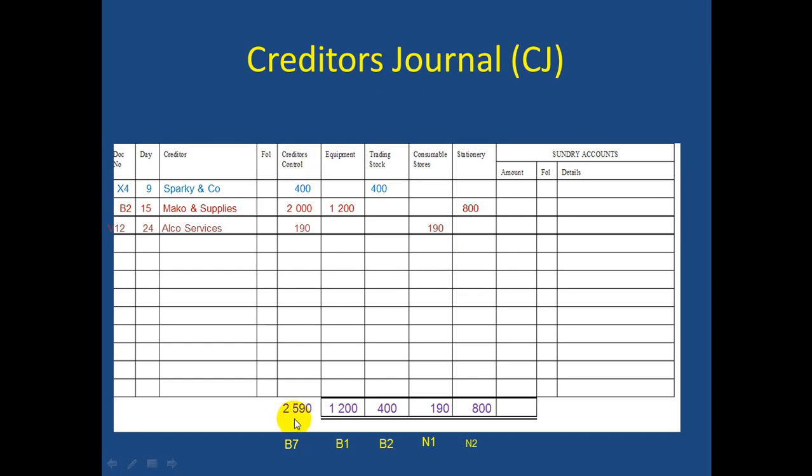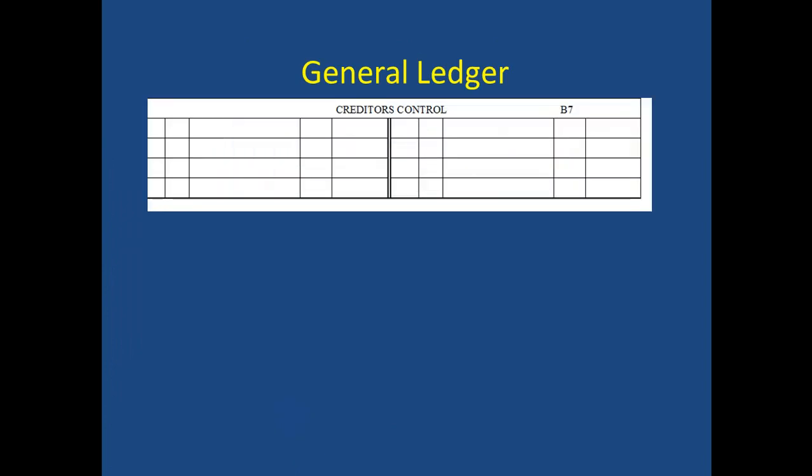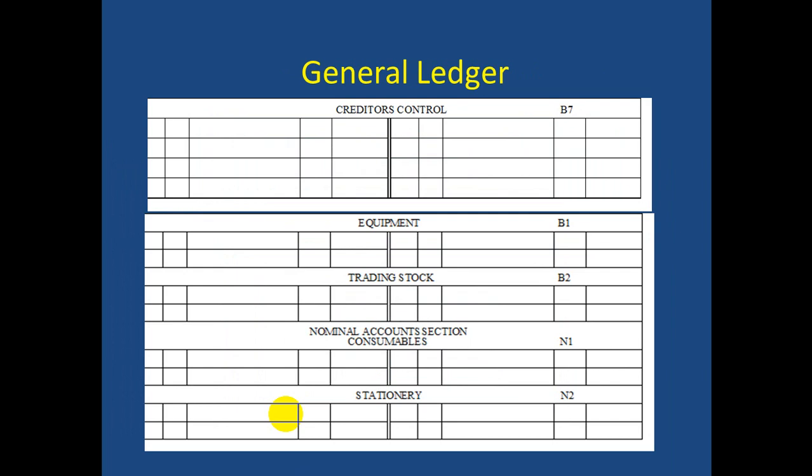So what's happened with creditors control? First of all, just going back, this 2,590 is money that we owe. If we owe something, it's a liability. Liability falls on the right-hand side of the accounting equation. Anything on the right-hand side of the accounting equation, when it increases, we must credit it. So let's see what's going to happen here. So creditors control, general ledger, and then these are all the other accounts that we have.